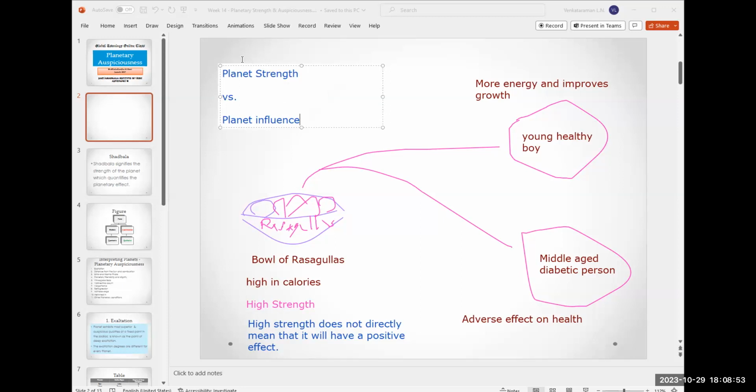And the more generic way to look at it would be influence rather than auspiciousness. Influence will include both benefic and malefic influence. Now, in the slides, you will see that there are different ways to understand or assess planetary strengths. Okay. So, shall we go ahead with that?